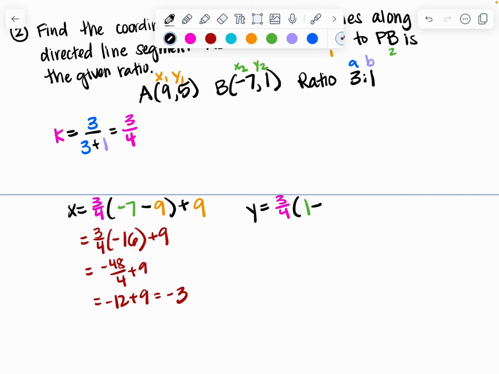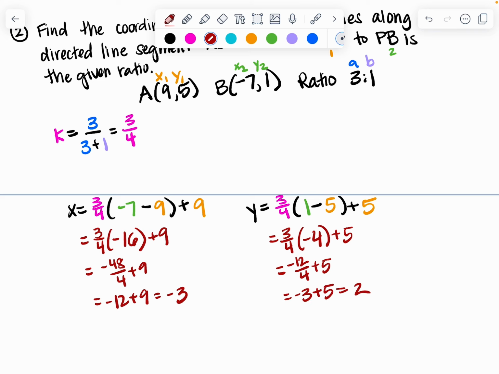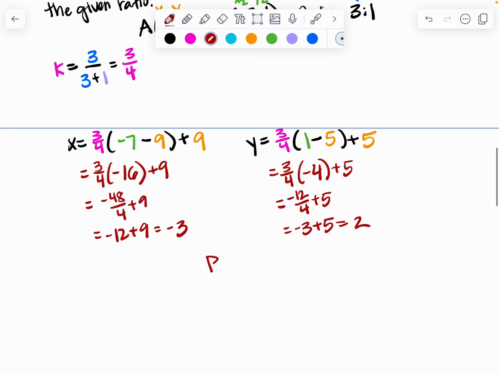Let's solve for the y coordinate. y2 is 1 minus y1, which is 5, plus 5. So y is 2. So point P is at -3, 2.